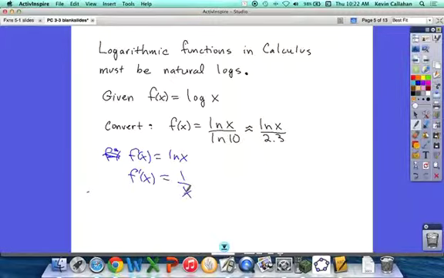If you take 1 over x as a function, that would describe the slope of the graph of ln of x for every value of x. Why is that? Why would ln and 1 over x be related like that? I don't know, but they are.